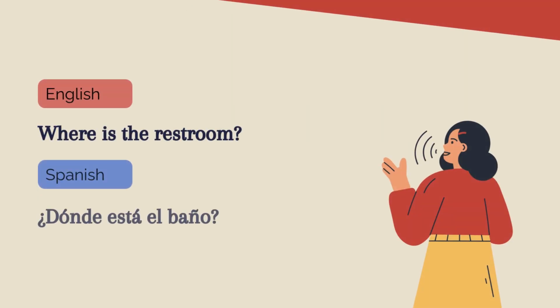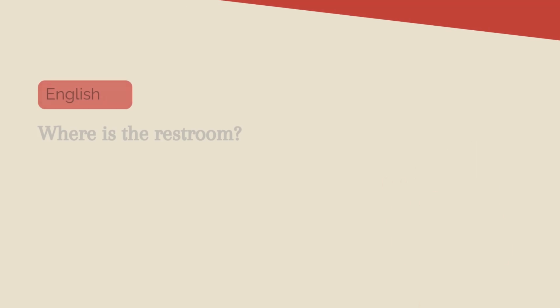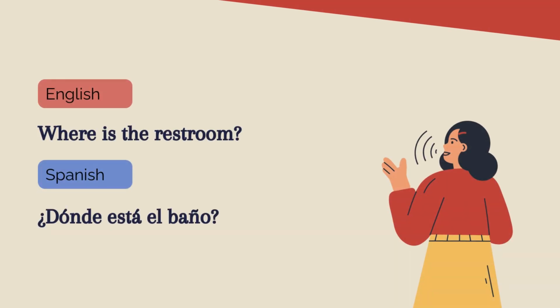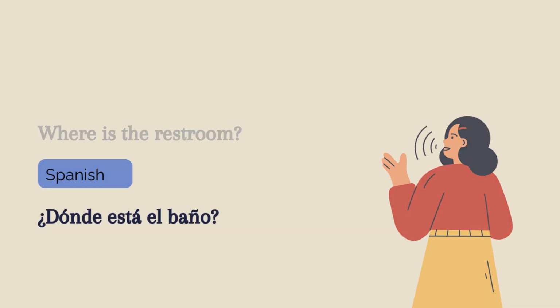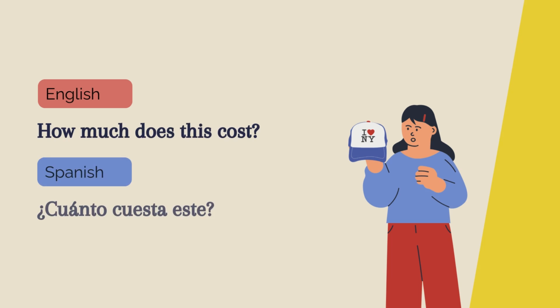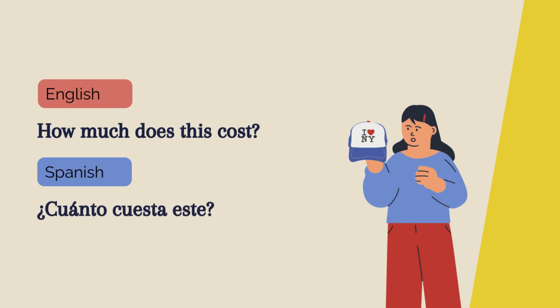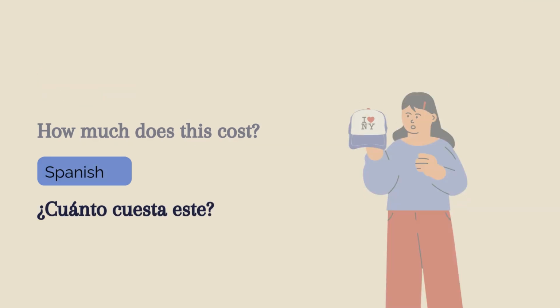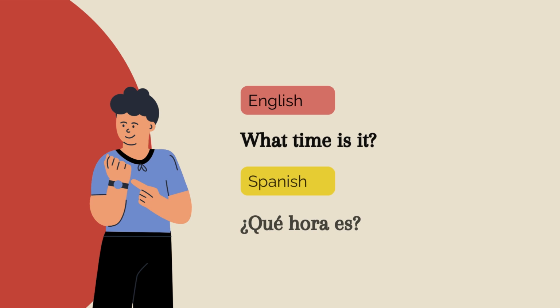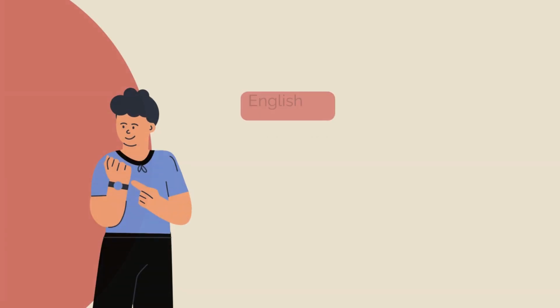English. Where is the restroom? Spanish. ¿Dónde está el baño? English. How much does this cost? Spanish. ¿Cuánto cuesta este? English. What time is it? Spanish. ¿Qué hora es?